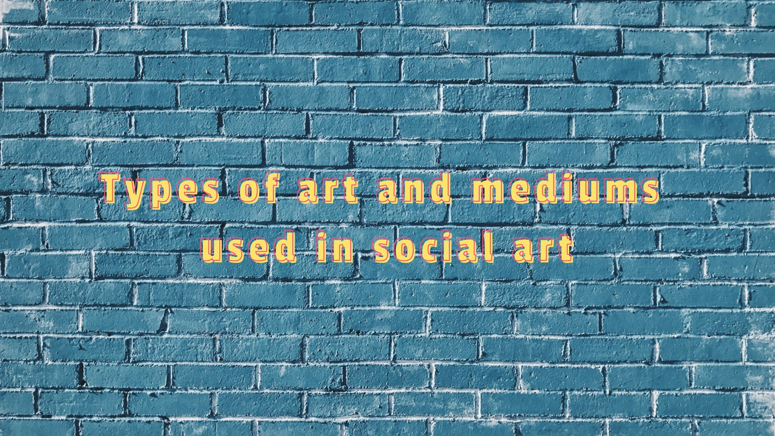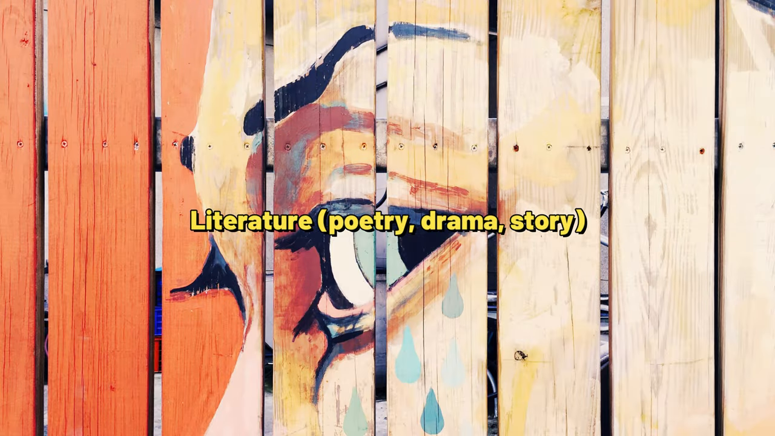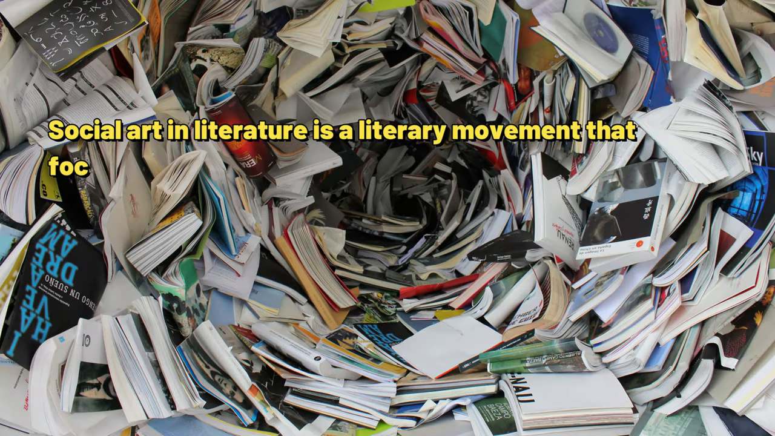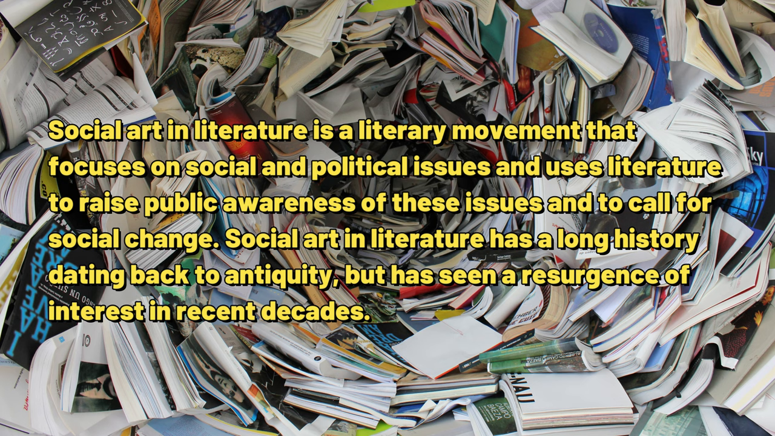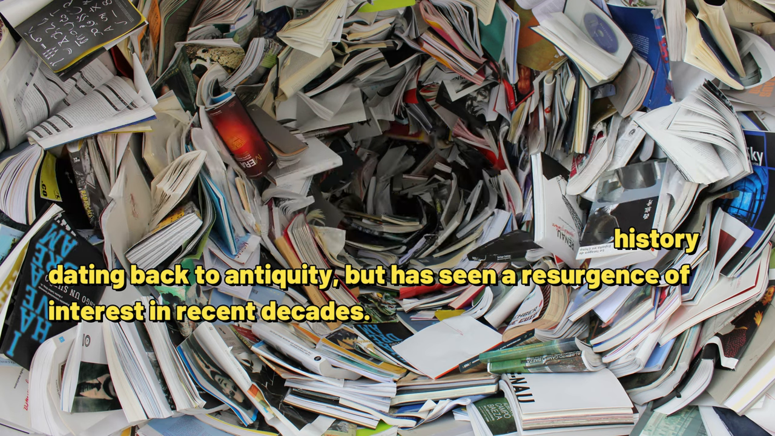Types of art and mediums used in social art. Literature, poetry, drama, story. Social art in literature is a literary movement that focuses on social and political issues and uses literature to raise public awareness of these issues and to call for social change. Social art in literature has a long history dating back to antiquity, but has seen a resurgence of interest in recent decades.